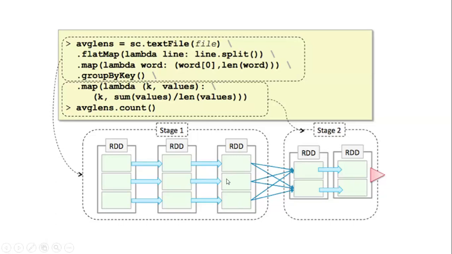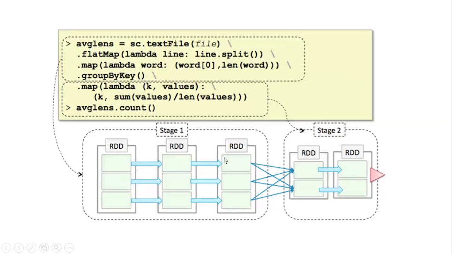Now it should be very clear that this does not require any shuffling. All of these are narrow dependency operations. The data flows from here to here. Similarly, data flows from here to here. And then finally we are doing group by key.